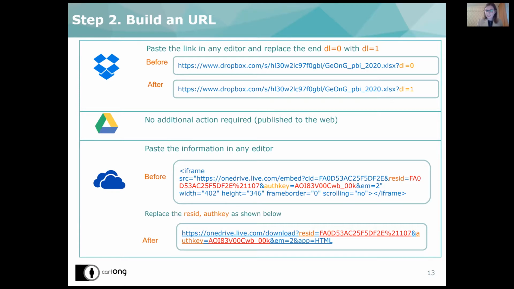There are no additional steps required for Google Sheets. You just publish to the web and you can start to work on it. For OneDrive, it's a bit trickier. You need to copy this iframe. I just added a real example.